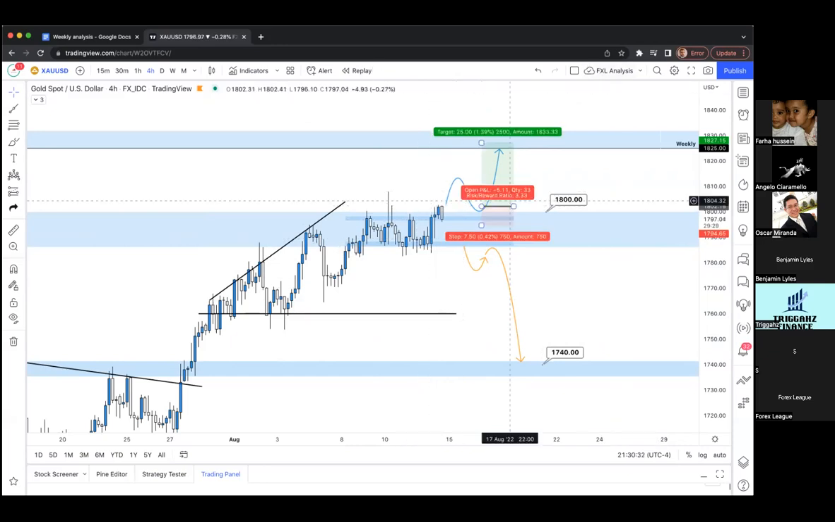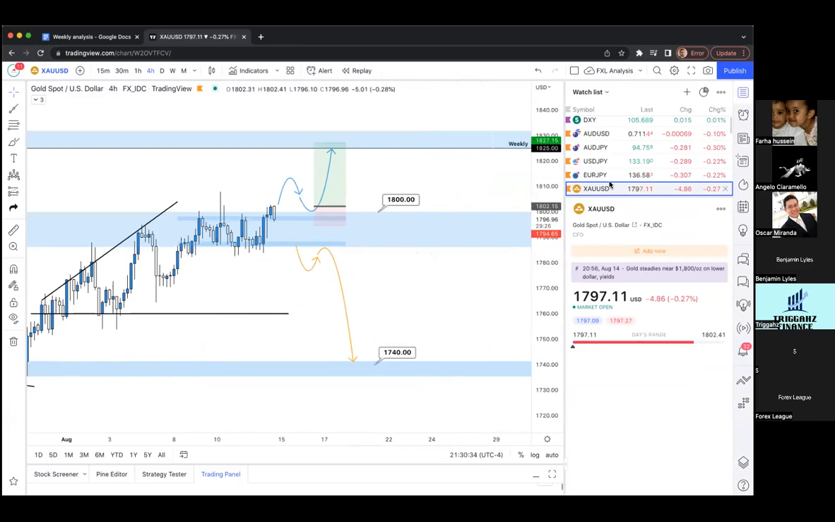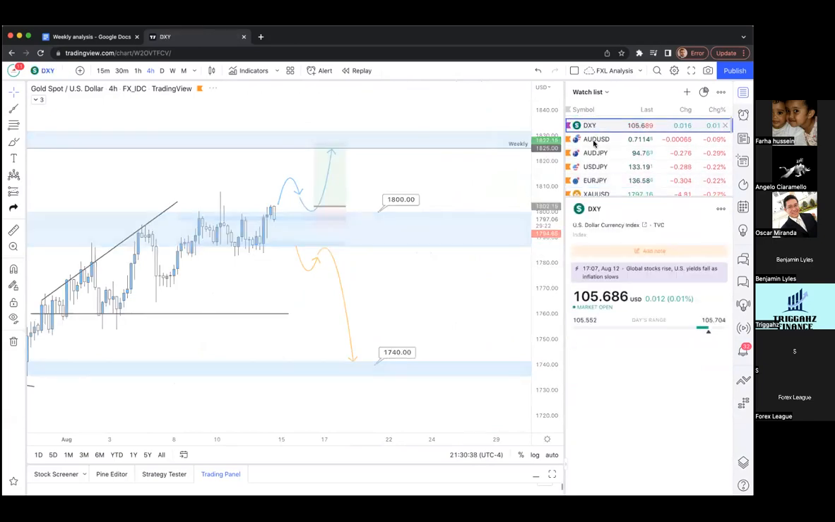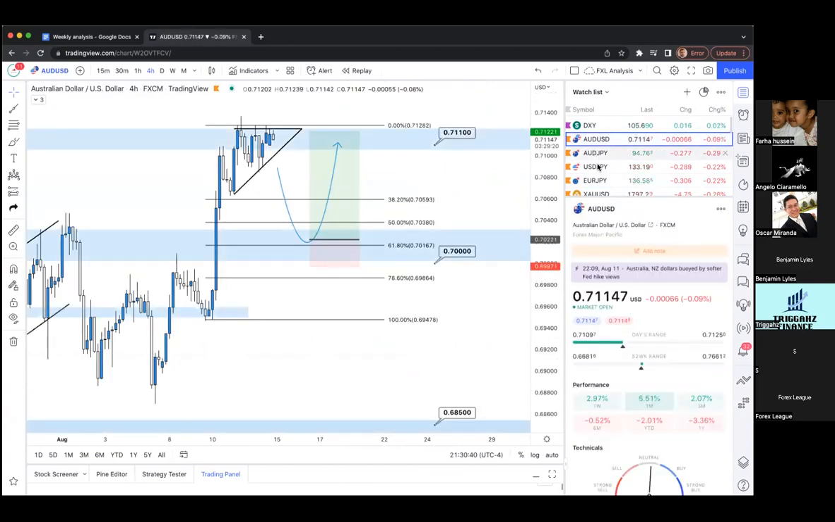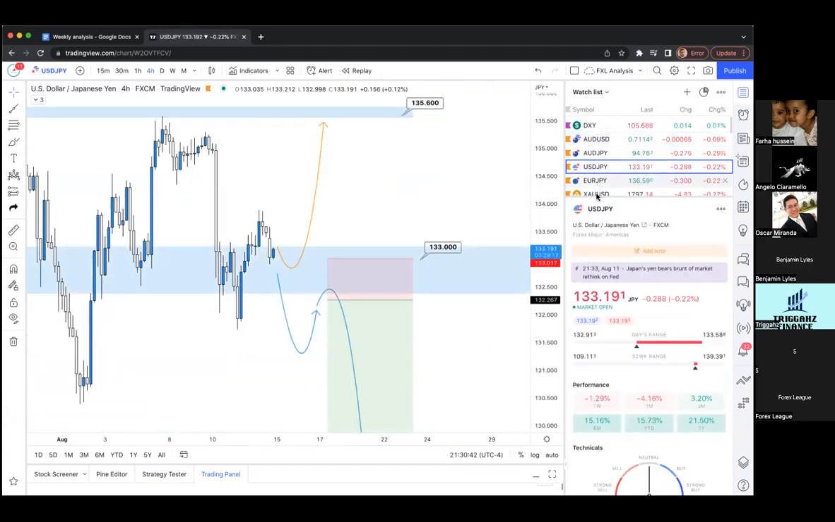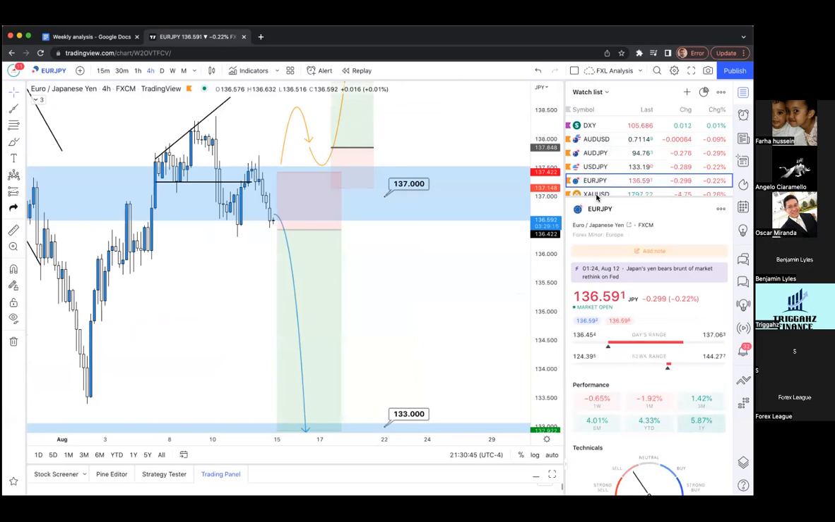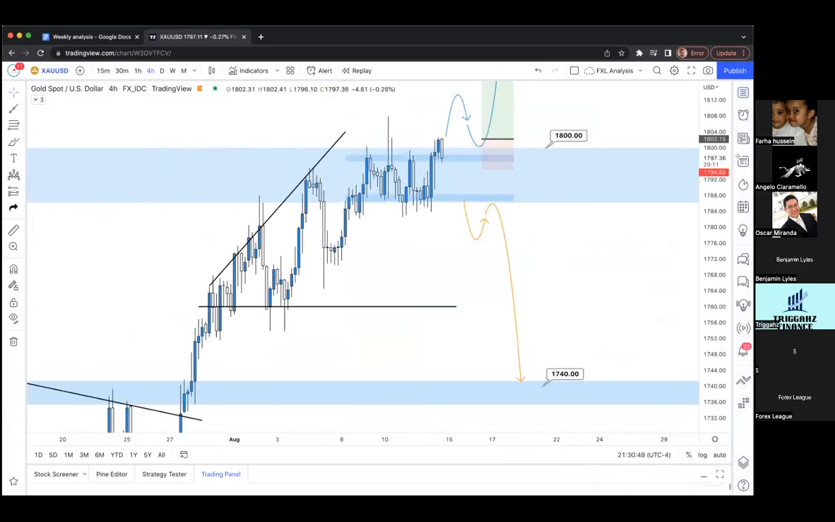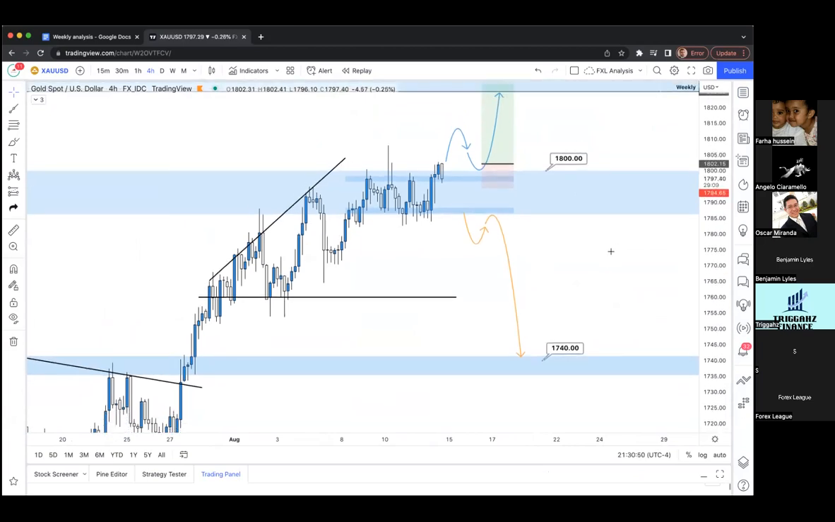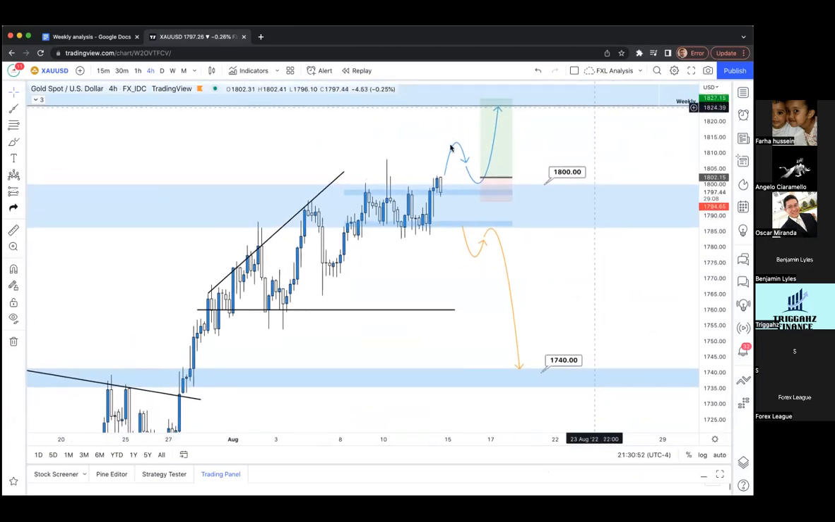All right, so that's actually the last asset that I'm going to analyze for you guys. Right, we wrapped it up with gold. Quick recap. I went through DXY, AU, AJ, UJ, EJ, and gold. And these are posted in Telegram, Discord if you guys want to refer to them throughout the week. They're also on TradingView with some other notes that I put in there. But I'm going to pass it off to Angelo.